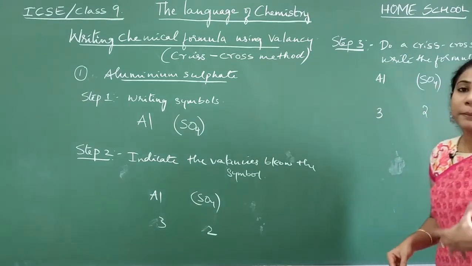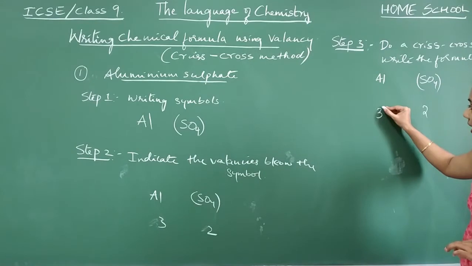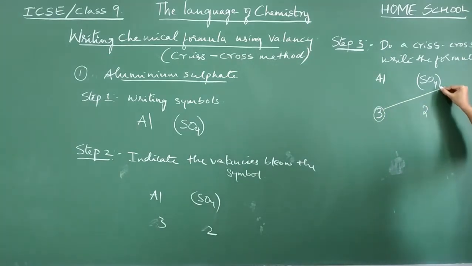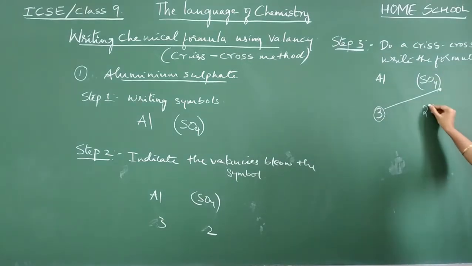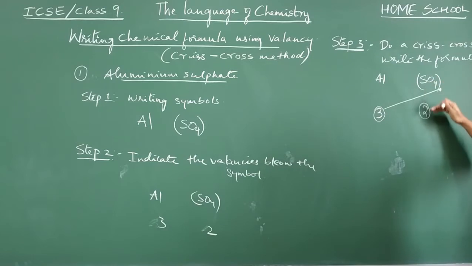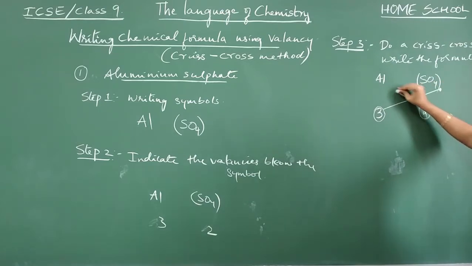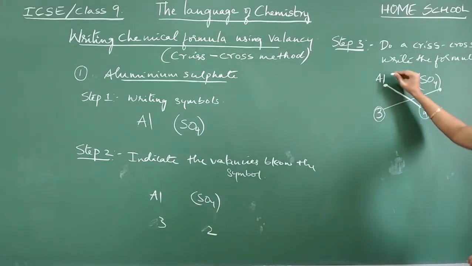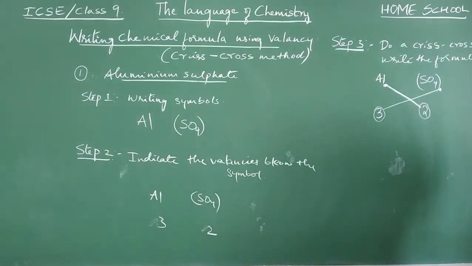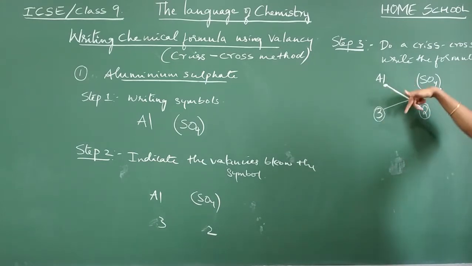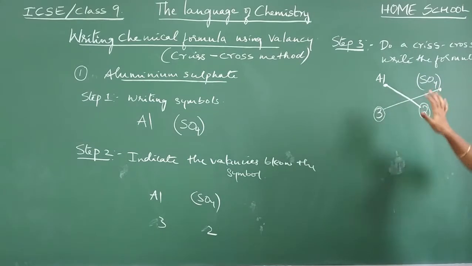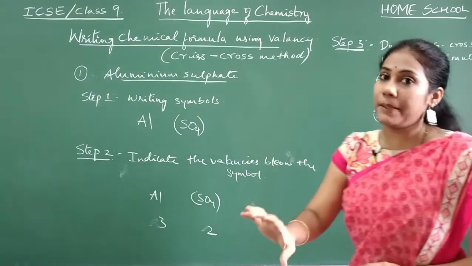So what do you mean by doing a crisscross? Say this digit, whatever is there, has to be written here as a subscript for sulfate. And this digit, whatever you mentioned below sulfate, has to be written here, that means as a subscript for aluminium. So the 3 will go for sulfate, 2 will go for aluminium. Where do you write them? You will write them as subscripts.